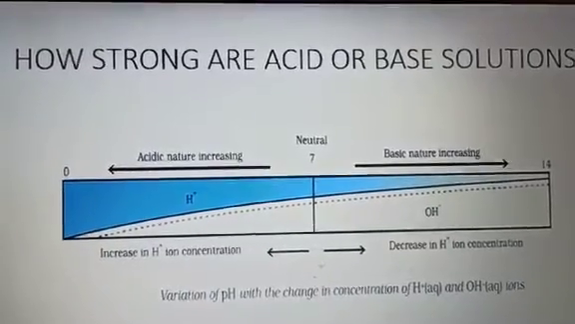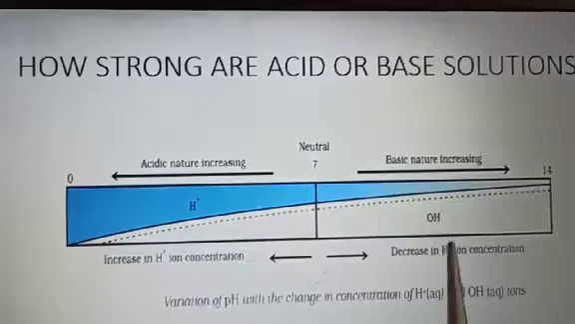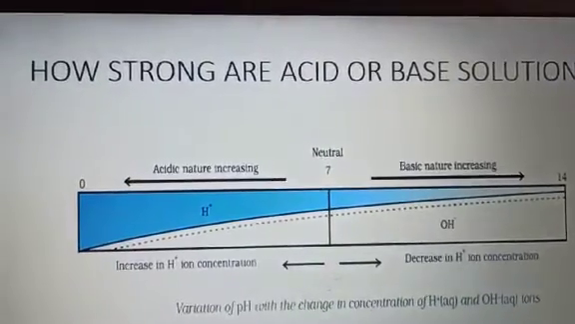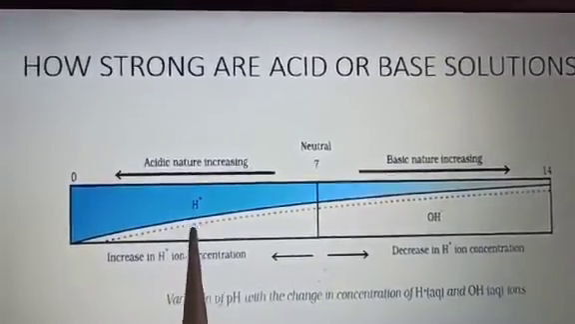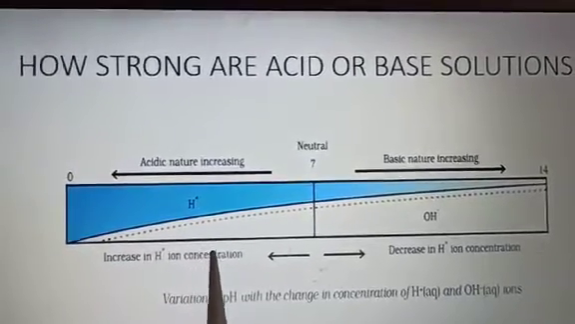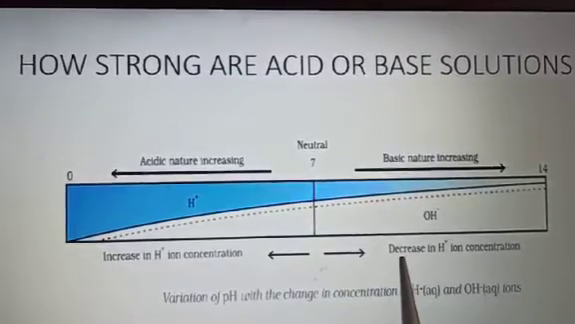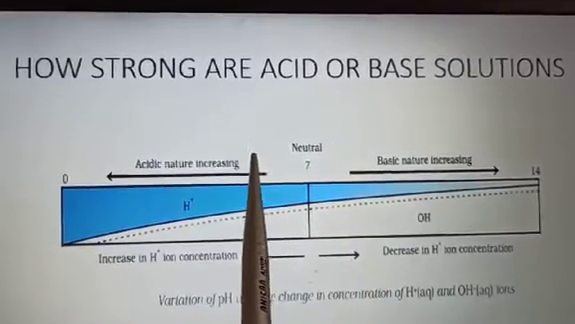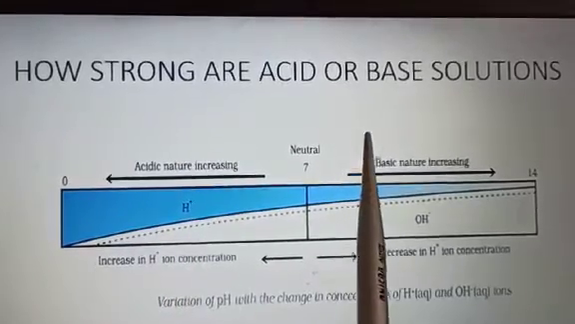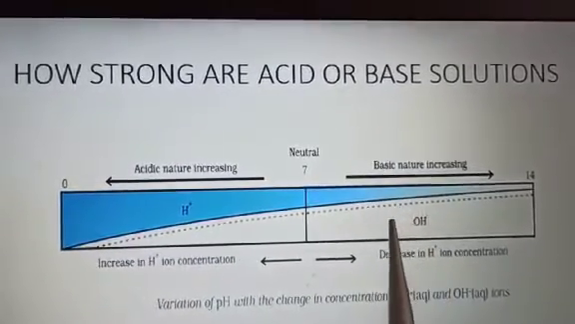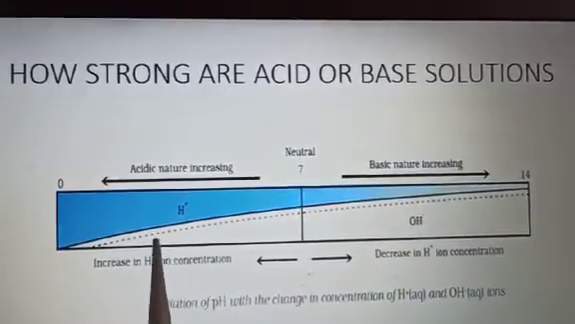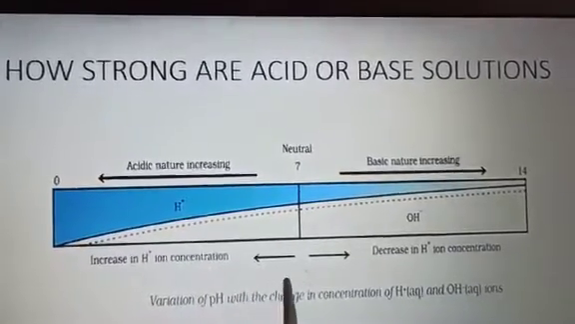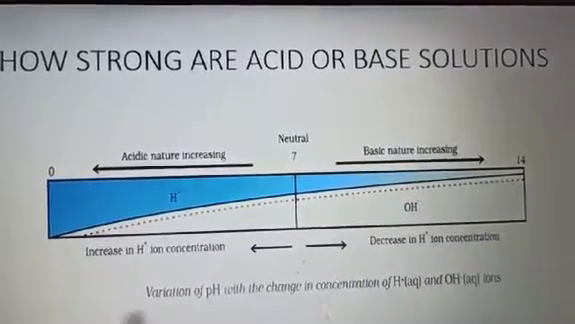Good morning, students. Now we will study how strong acid or base solutions are. To get the strength of acids and bases, we should understand how much H+ is present in a solution and what the concentration of OH- present in a solution is. Whether an acid is strong or weak, whether a base is strong or weak, it all depends on the presence of, in case of acids, H+ ions. The more H+ ions, the stronger the acid, and in the same way, the more OH- ions, the stronger the base.